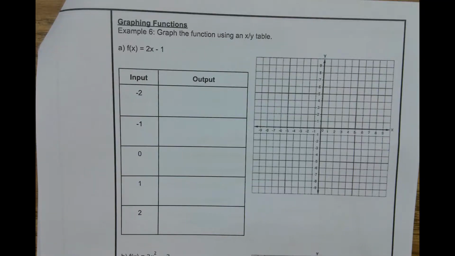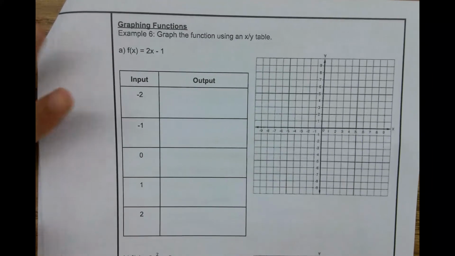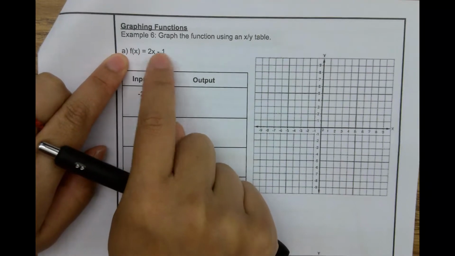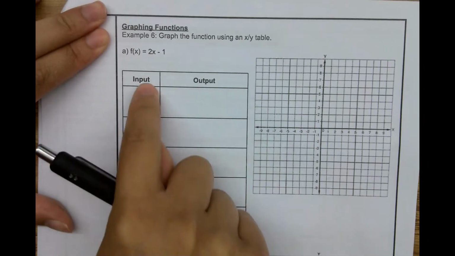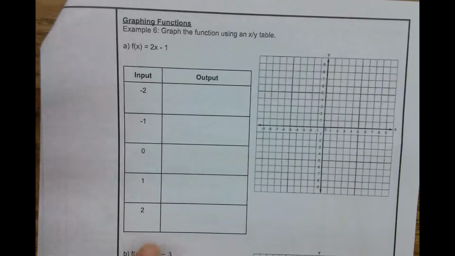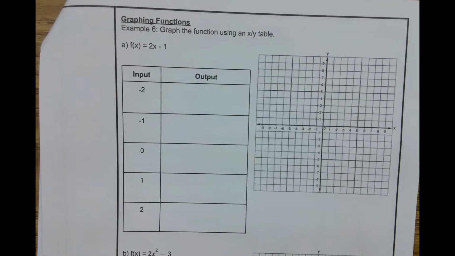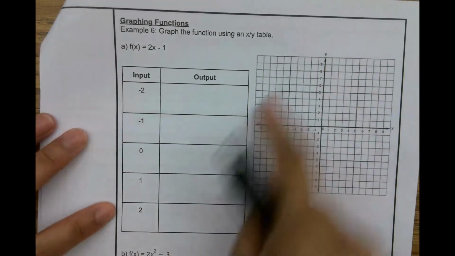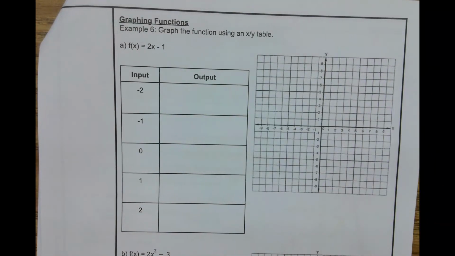Hi guys, so today we're going to learn how to graph functions using an XY table. The first one we're going to do here is f of x equals 2x minus 1. In this case I gave the x values that I'm going to plug in. If there aren't any, then you get to choose whichever ones you want, but I highly suggest that you stick to ones towards 0 because it will most likely fit on the graph. Okay? So let's get started.